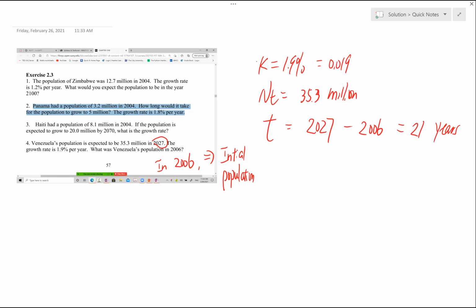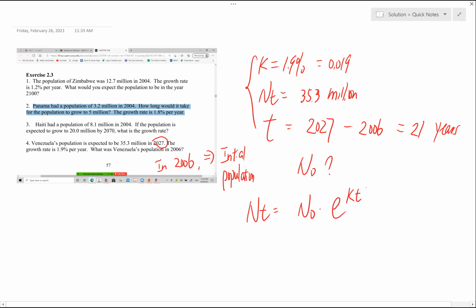Now we just summarize all the information, although some of it is not very straightforward. You still have to do the calculation to get that. But summarize whatever we have from the question, and definitely we're looking for N0. That's not given here; we're looking for the initial population in 2006. Similarly, you write down the formula first: NT equals N0 times e to the KT.